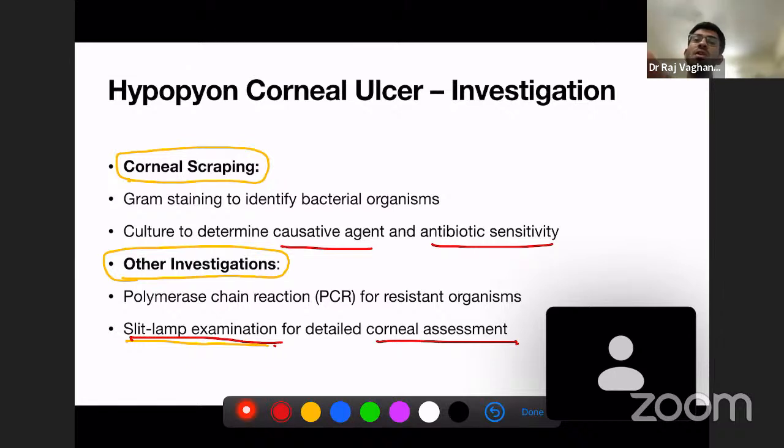So basically, the corneal scraping is most common. Second is a culture sensitivity. Third is the PCR, and fourth is the slit lamp examination. So these are the investigations that you have to perform in hypopyon corneal ulcer patients.